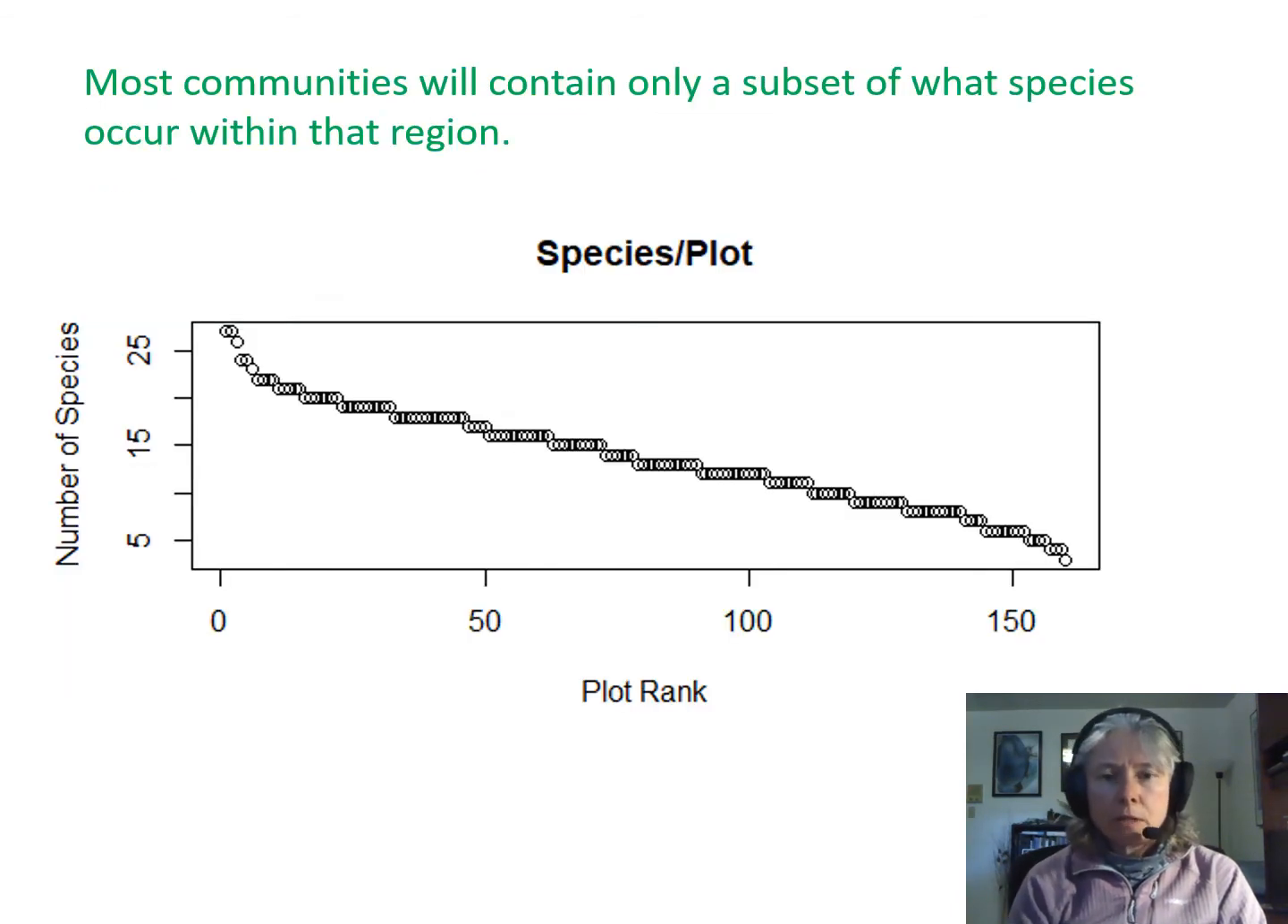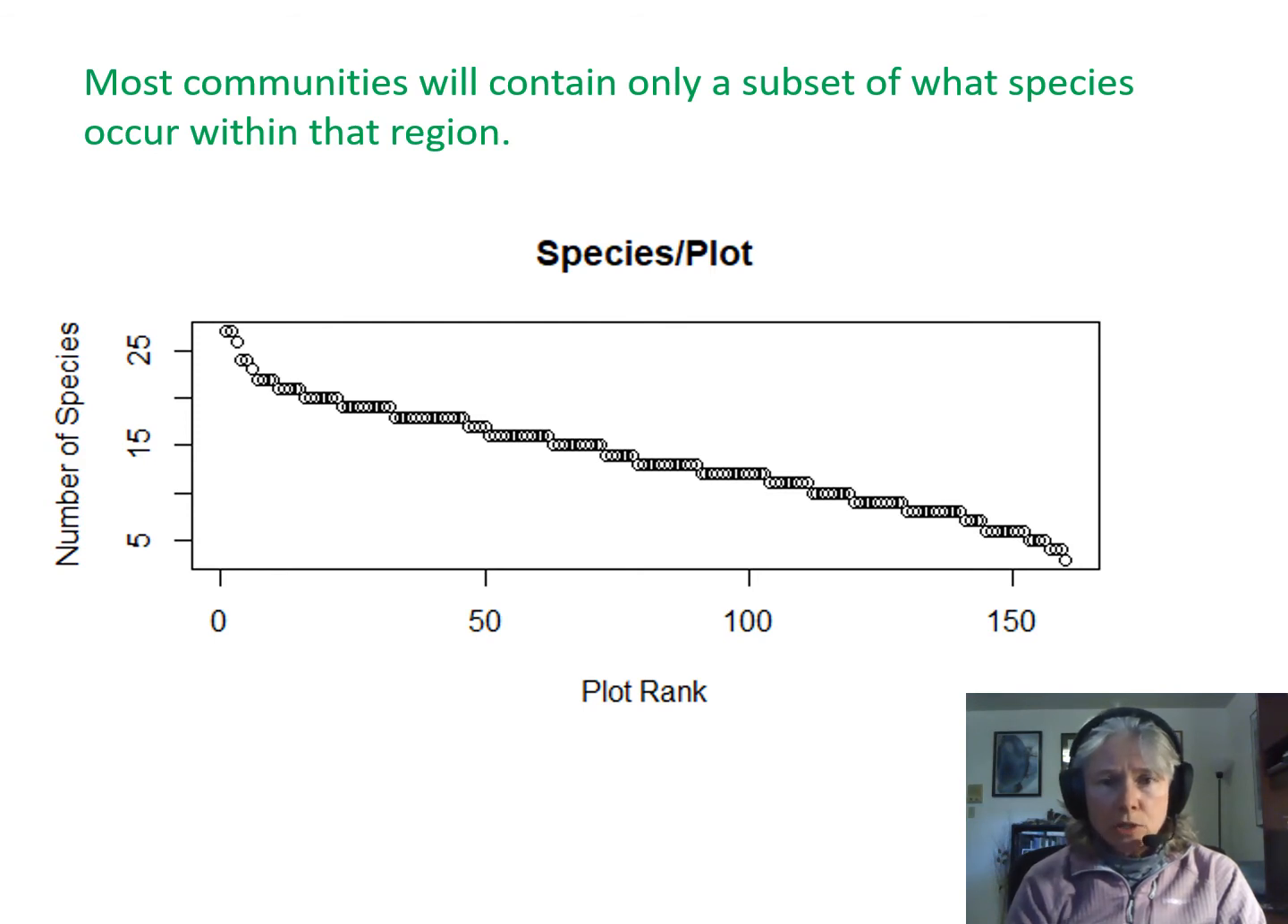This graph plots the number of species on the y-axis versus plots, or sites, ranked from the most speciose to the least on the x-axis. And by speciose, I mean species rich. And you can see that most plots had 15 or fewer species out of 169 total in the Bryce-Veg dataset.